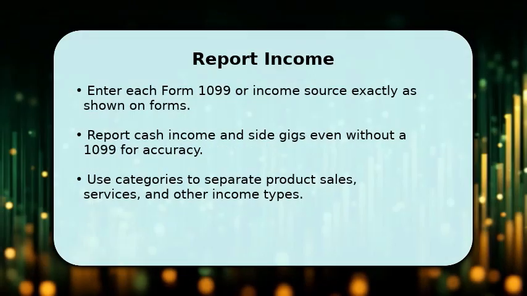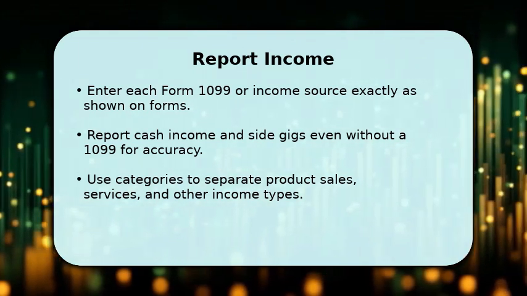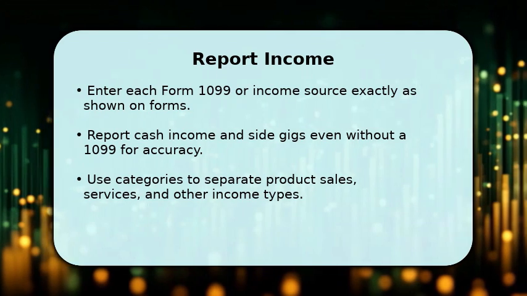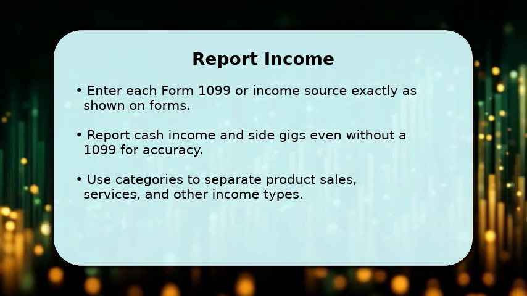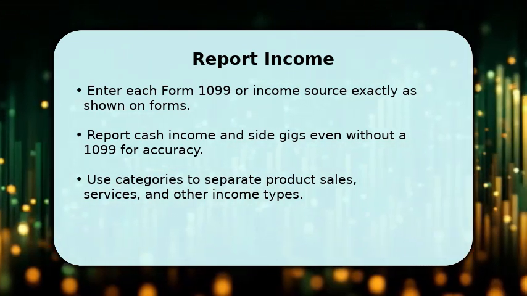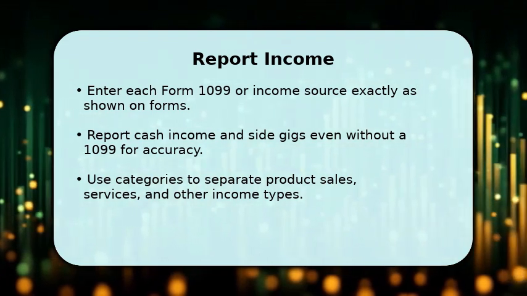Next, focus on reporting income clearly and completely in TurboTax Self-Employed. Enter each Form 1099 exactly as issued, and add any cash or side gig income you received without a 1099. Assign each payment to the correct income category so totals match your bank records.